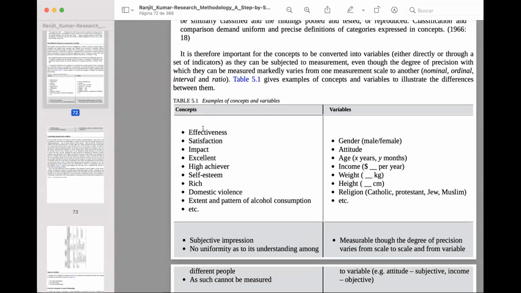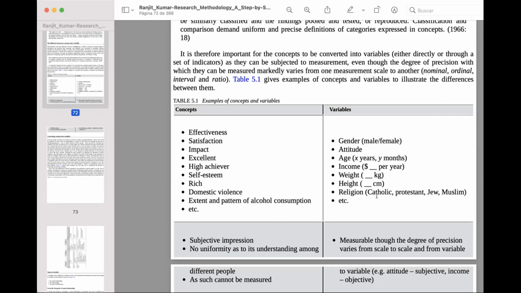So for example, all of these concepts, richness, or we said wealth, domestic violence, is another example that Kumar gives a lot. We cannot measure self-esteem, excellence, satisfaction. We cannot measure them, but we can measure variables. Yes, variables that have to do with gender, with attitude. Those are nominal. Yes, age, income, as we said, weight, because we can measure height, religion, gender.